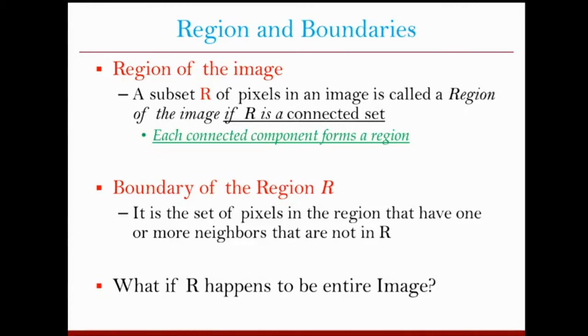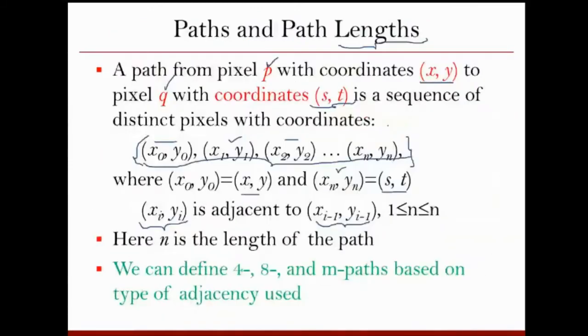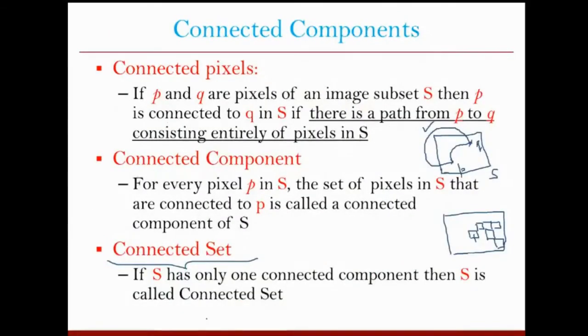So there's no difference in some sense between region and R, but region is more towards what we use in day-to-day life. So with the help of a connected set, we can define the region R. Any subset R of pixels in an image can be called a region of the image if R is a connected set. Okay. And what was the connected set in the previous slide we saw? The connected set was the set where there was only one connected component.